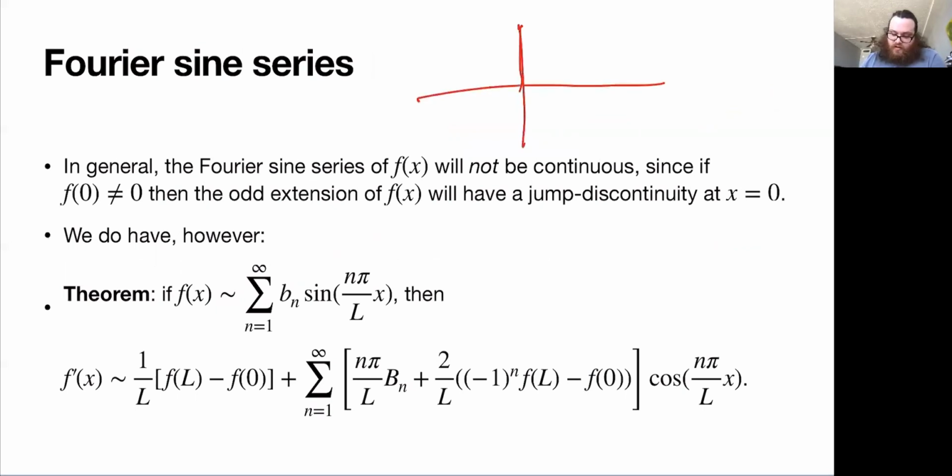So if we have some function defined over here, maybe that's what our function looks like. And we take the odd extension, it's going to look like that. And then something like that, maybe. And so already you can see, because the value here is non-zero, there's going to be a jump discontinuity there. And so the Fourier sine series will not be continuous right here. Okay? And so we cannot differentiate the series term by term and end up with the correct cosine series for the derivative.